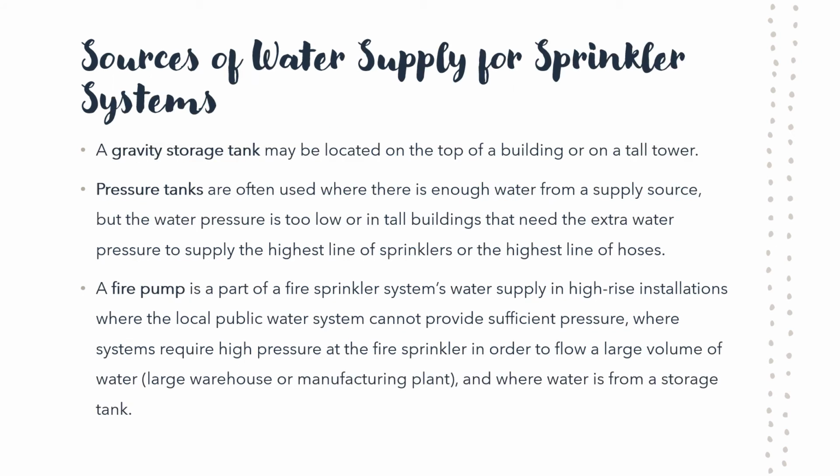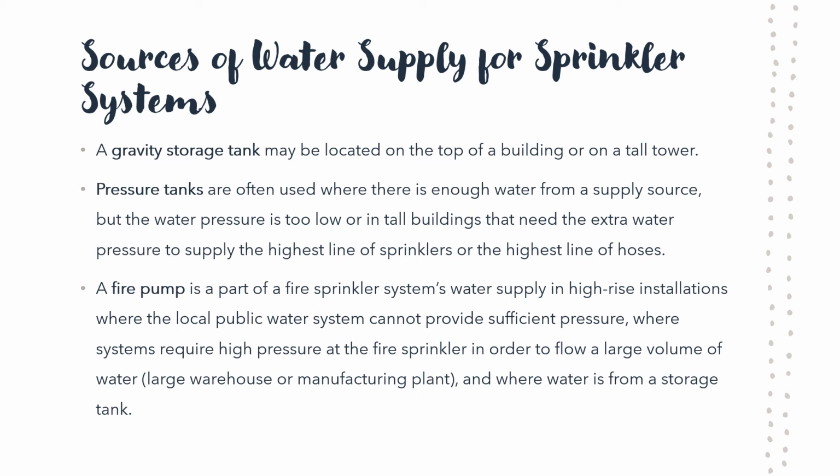The water supply for sprinkler systems can come mainly from a gravity storage tank, which may be located on the top of a building or on a tall tower. Pressure tanks are often used where there is enough water from a supply source, but the water pressure is too low, or in tall buildings that need the extra water pressure to supply the highest line of sprinklers or the highest line of hoses.